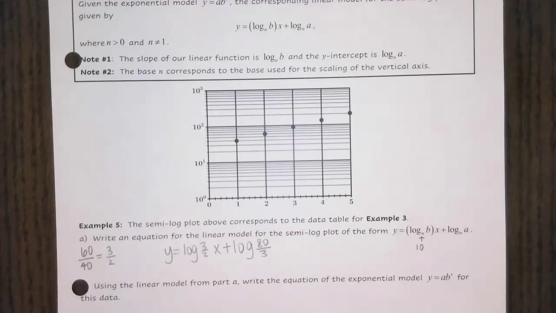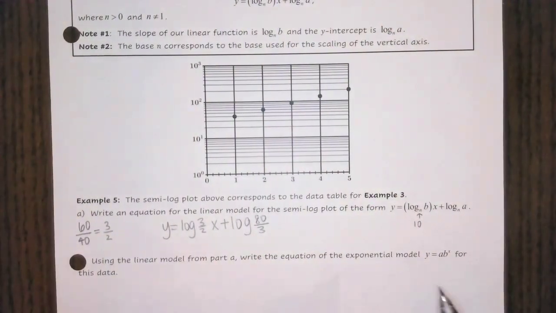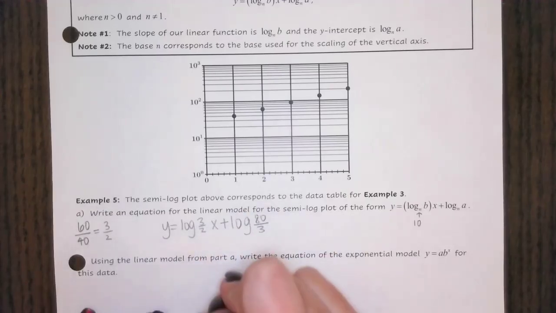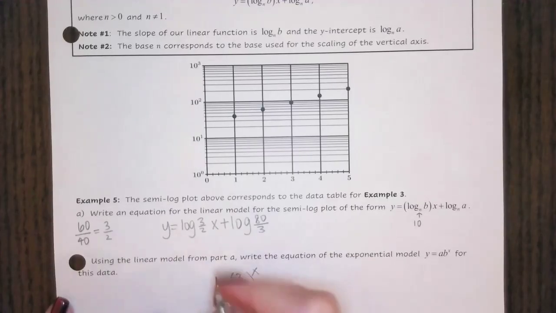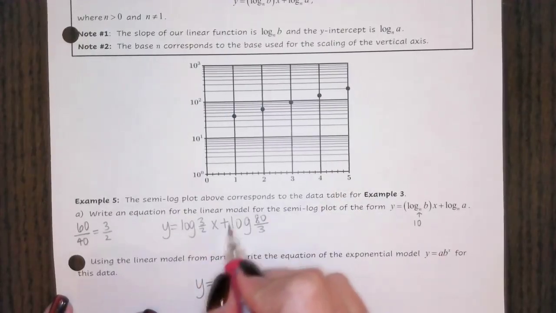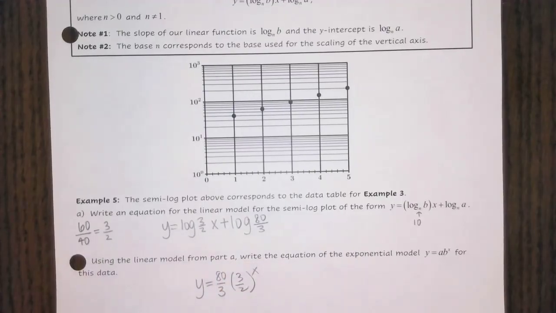It says using the linear model from part A, write the equation of the exponential model in the form y equals a times b to the x for this data. And so we said this right here, this 3/2, was our common multiplier. So we know that's our b value. So that's what's going to go there. And then we want our initial value to be that a value. And we said that's the y-intercept. And so that's going to be 80 over 3.